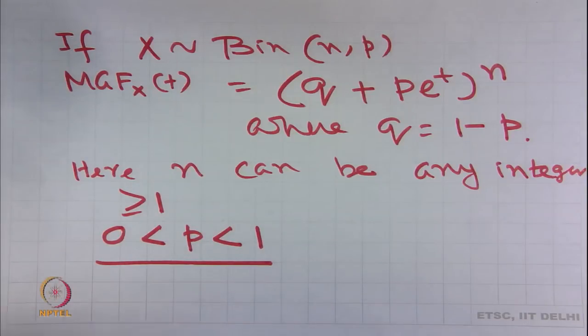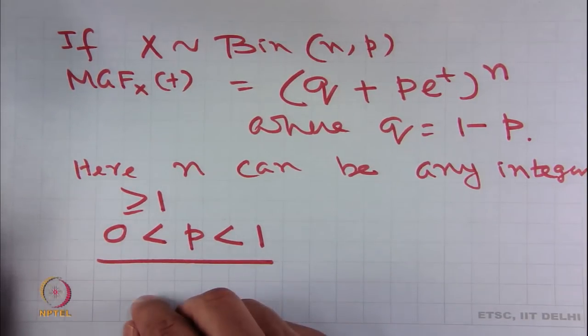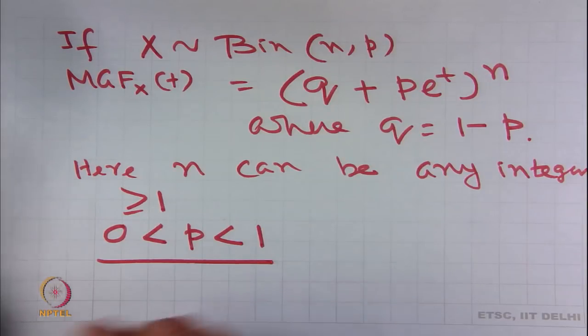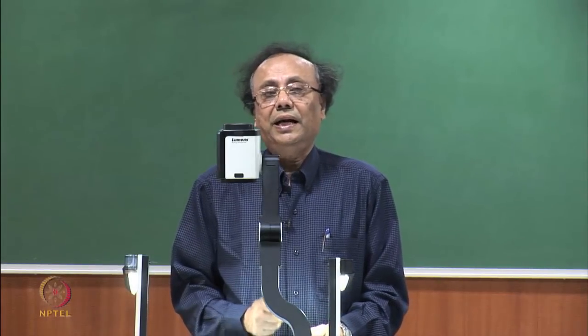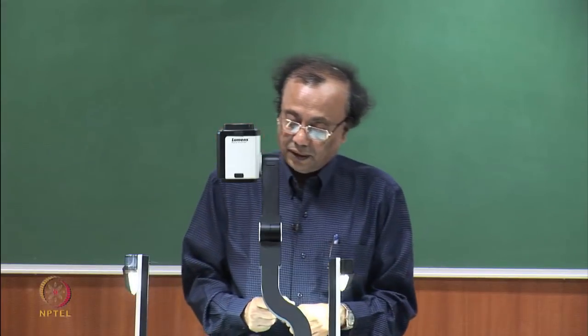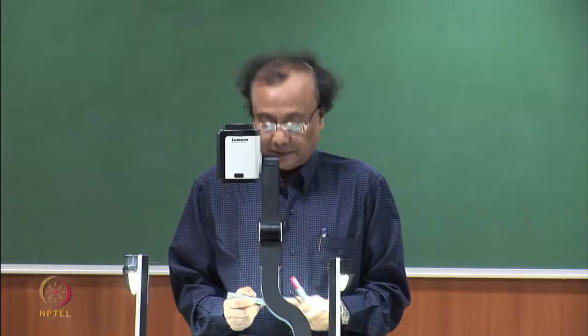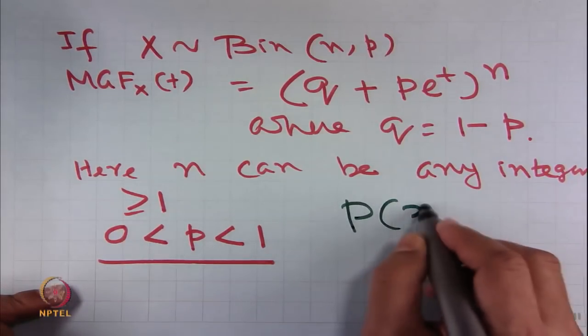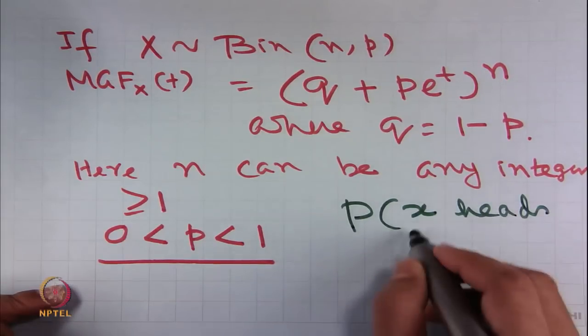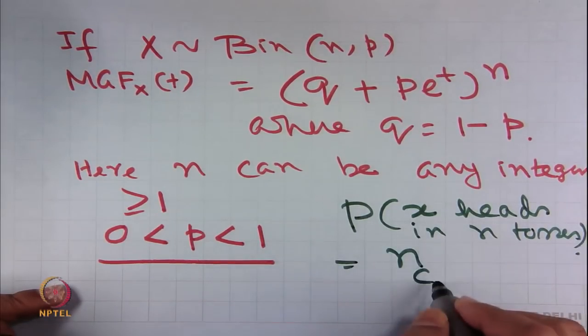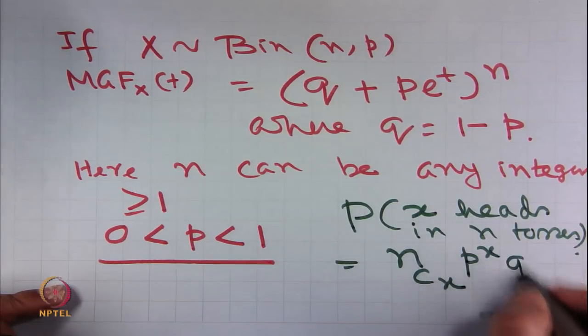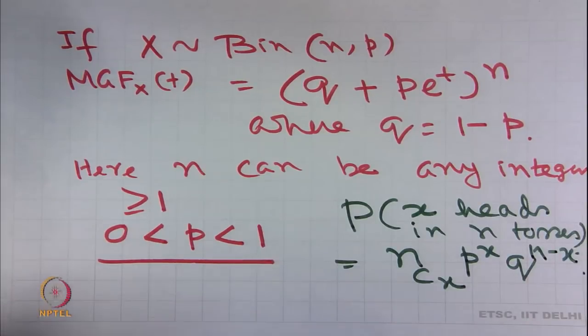As you know that binomial distribution is used to obtain the distribution of the number of heads of a coin, where probability of getting a head is p, and if the coin is tossed n times, what is the probability that one will obtain x many heads? So, probability of x heads in n tosses, right? That probability is going to be n c x p to the power x q to the power n minus x. So, that is only a model.